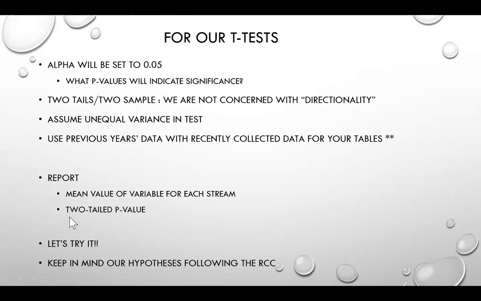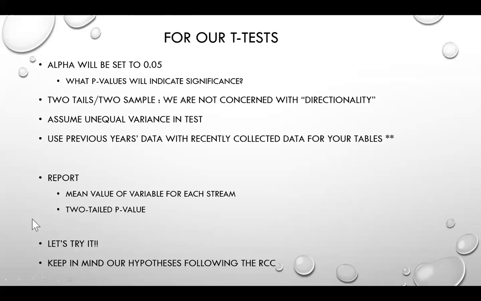The things you'll be reporting are the mean value of the variable for each stream. So the t-test will give you the overall average. So in the case of my students, which will be doing the long-term data, it will give you the overall average of an abiotic feature for the last 10 or so years. And then you want the two-tailed p-value. So it will spit out other p-values, but you want to make sure you choose the two-tailed p-value because we are running a two-tailed t-test.